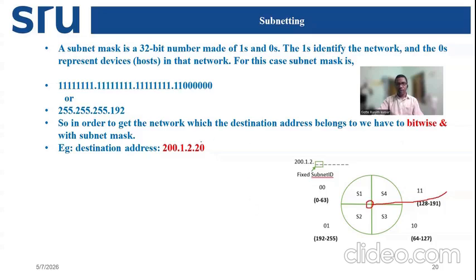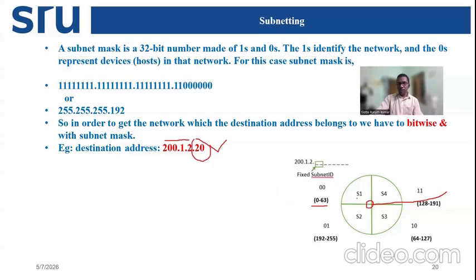So first let us see, this is the destination address. By looking at this diagram, we can say that 200.1.2.20 is a class C address. The first three parts represent the network address. The last part represents the host address. That means 20 is the host address. By looking at this range, we can say that 20 lies in the range 0 to 63.